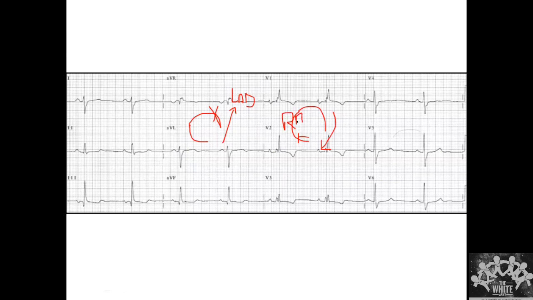Correct. So now this is the left anterior fascicle, and this is going to be the left posterior fascicle. Now you can tell me: if the left anterior fascicle is blocked, what axis deviation will you get? LAD. Correct. Good. Now if the left posterior fascicle is blocked, what axis will you get? Posterior fascicle block, RAD. Very good.